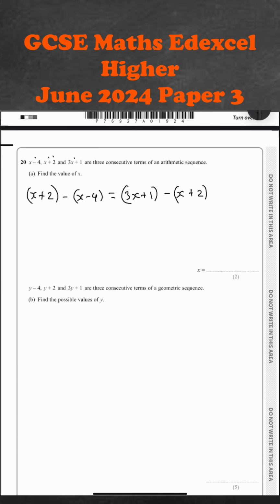So the left-hand side is just going to be 2 minus 4 because the x's are going to cancel. It gives us 6. The right-hand side is going to give us 2x minus 1. Therefore, 2x equals 7. So x is going to equal 3.5.